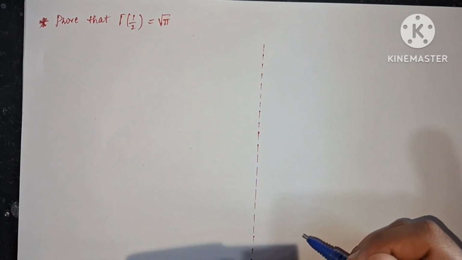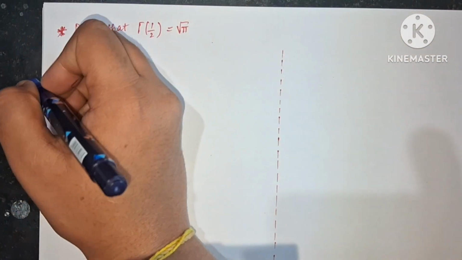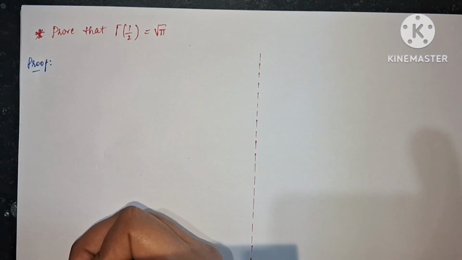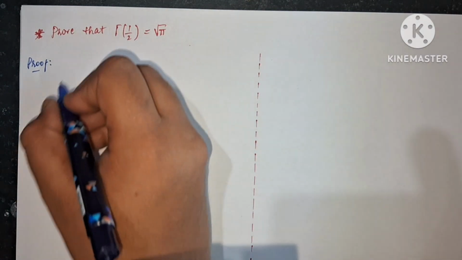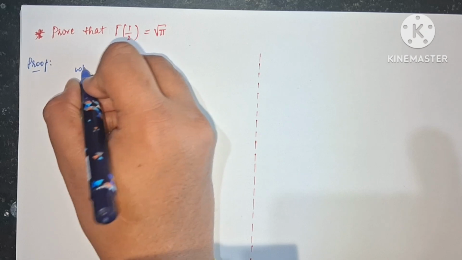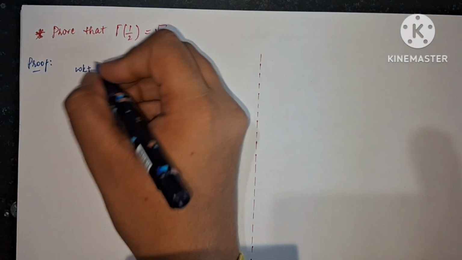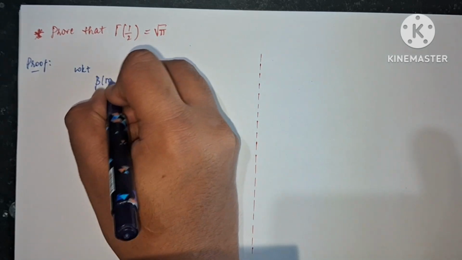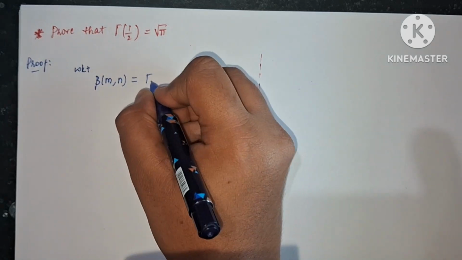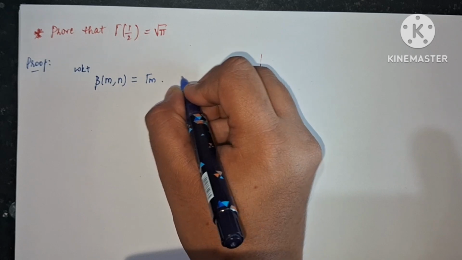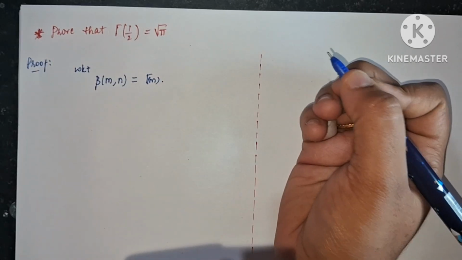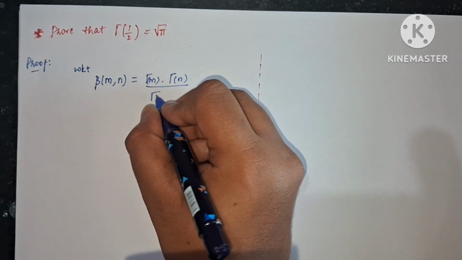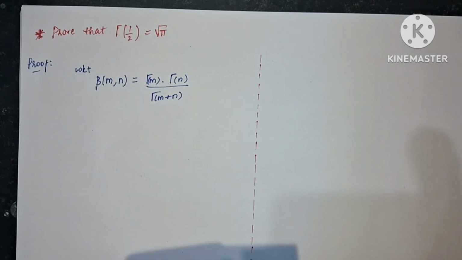I'm starting my proof here. We are considering the relationship now. Let us consider that we know that the relationship between the beta and the gamma function is given by beta of m comma n is equal to gamma of m into gamma of n, in the brackets, whole divided by gamma of m plus n.